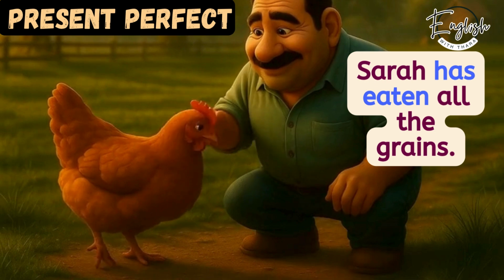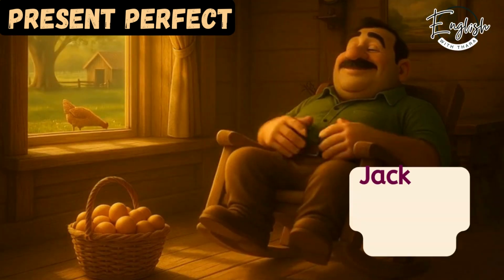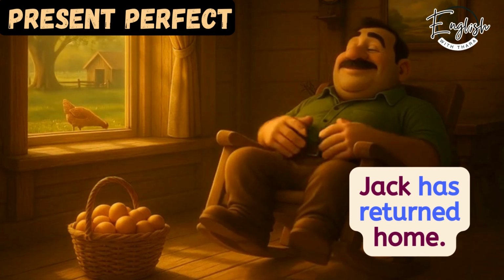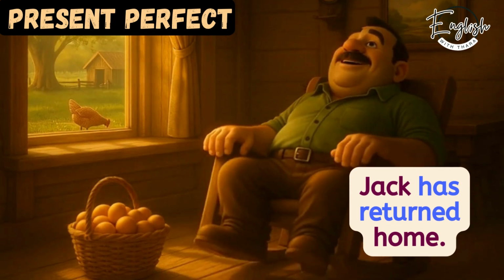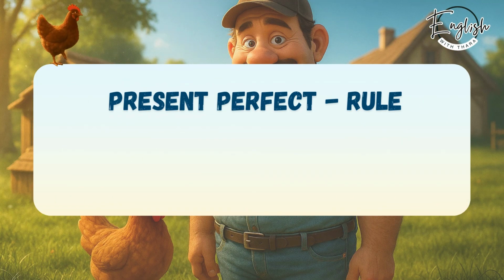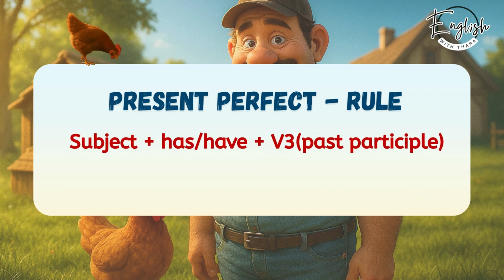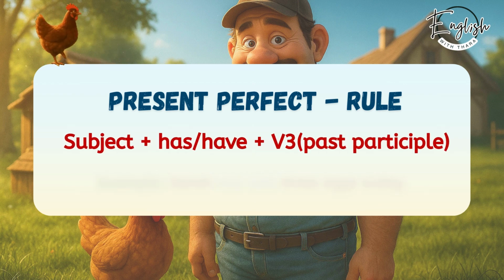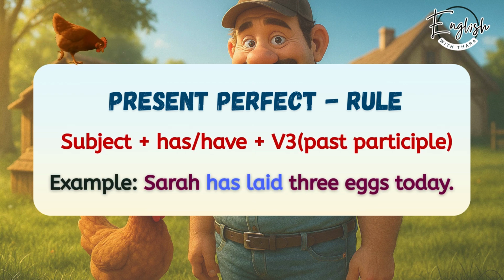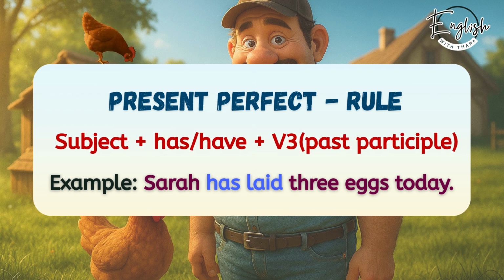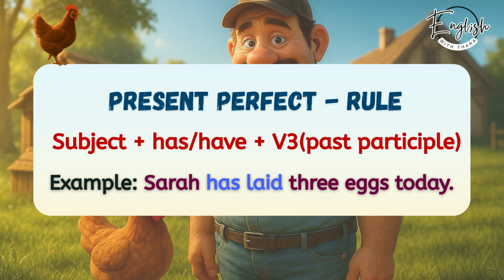The grains are gone. Finally, Jack has returned home to rest after finishing all his chores. That's how the present perfect shows actions that are completed, yet their results are still visible. Let's look at the rule for the present perfect tense. We form it using subject plus has or have plus the past participle form of the verb. For example, Sarah has laid 3 eggs today. Simply, we use this when an action happened recently, and its result is still important right now.